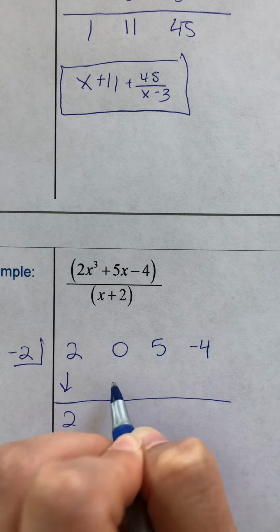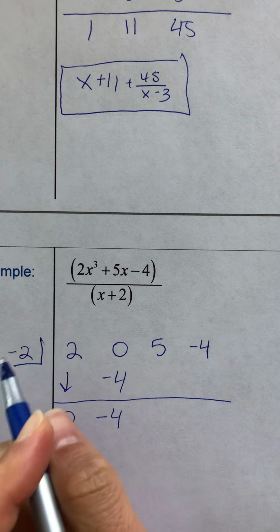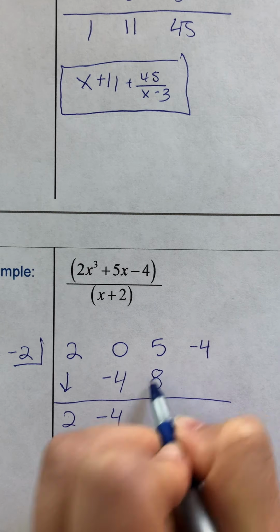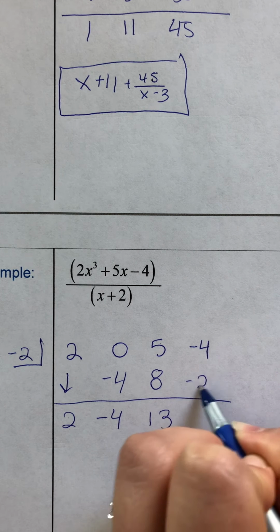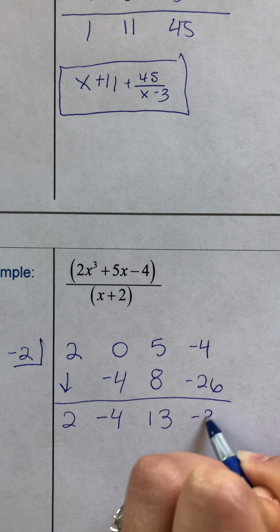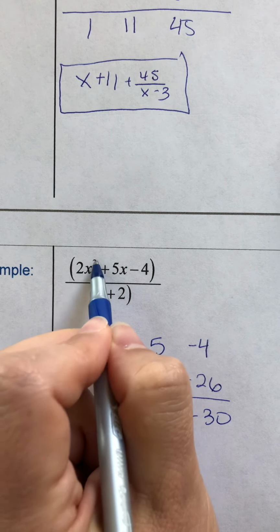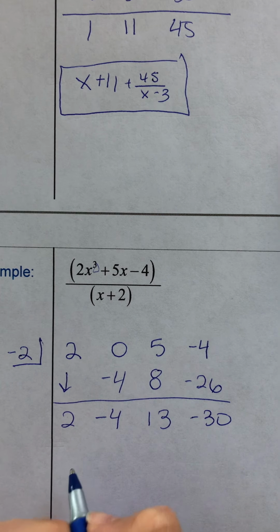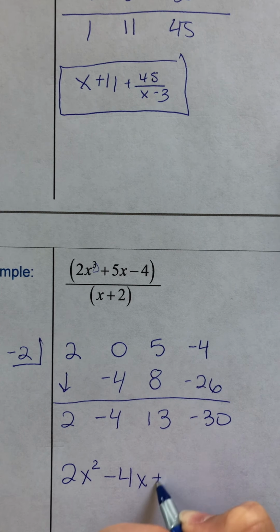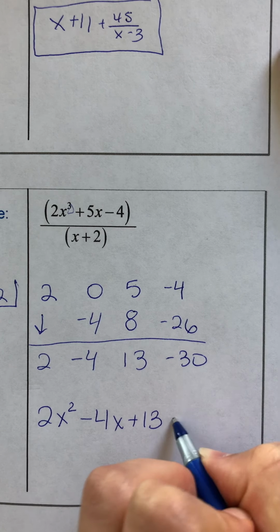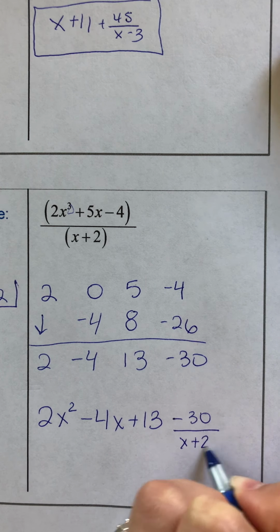Bring down your 2. Negative 2 times 2 is negative 4, so adding these is negative 4. Negative 2 times negative 4 is positive 8. 8 plus 5 is 13, times negative 2 is negative 26. Add these together is negative 30. And then to write your final answer, remember we go down one exponent value, so we have a cubed up there. So 2x squared minus 4x plus 13, and then minus 30 over x plus 2.